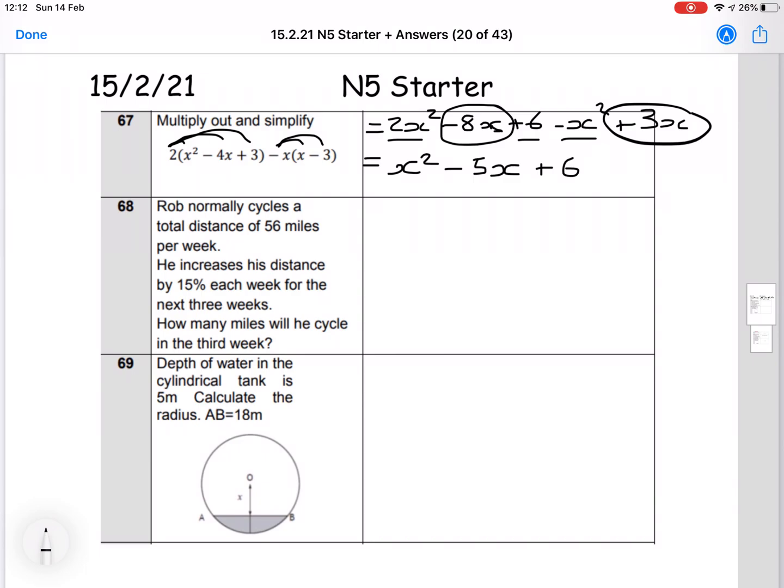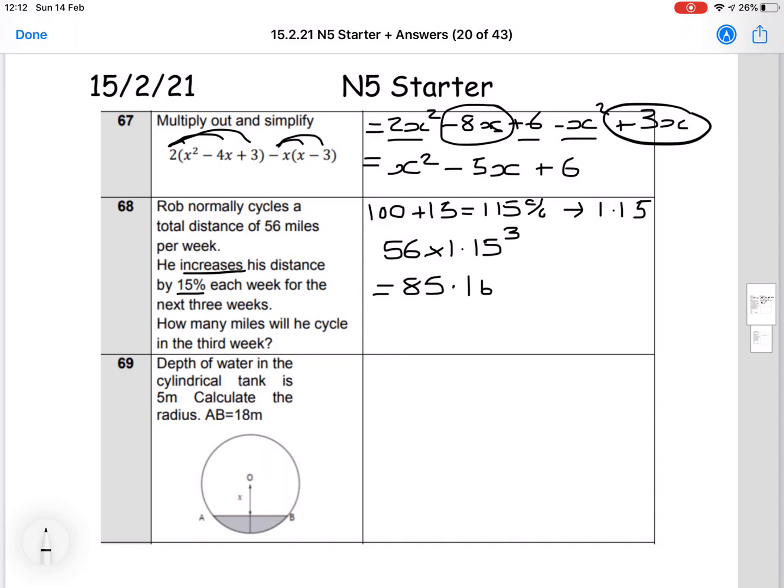So the first thing we need to do is our multiplier. So we always start with 100%, and here we're increasing by 15%, so we're going to add on 15%. So we would have 115% each week. So as a decimal, that would be 1.15. So when we do our calculation, it's going to be 56 miles times 1.15. And this is across 3 weeks. So it's a power of 3. And then when we type that into the calculator, we're going to get 85.169 miles.